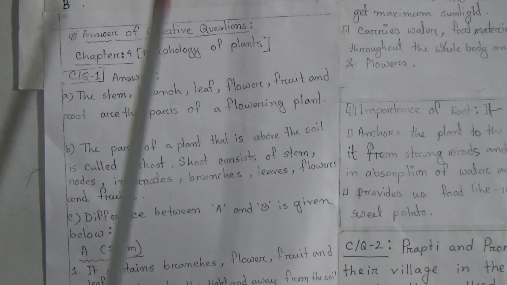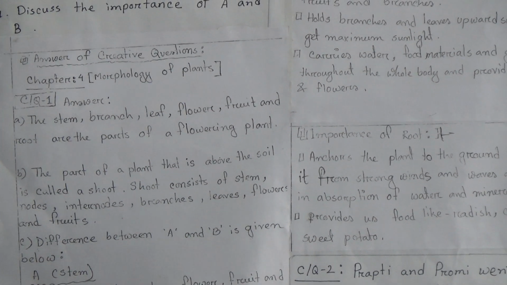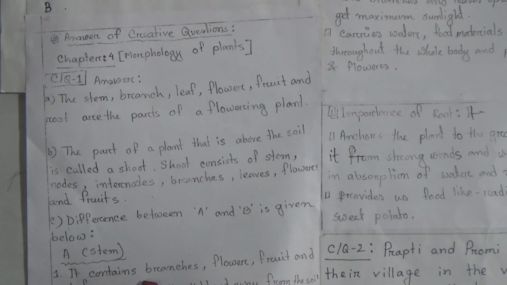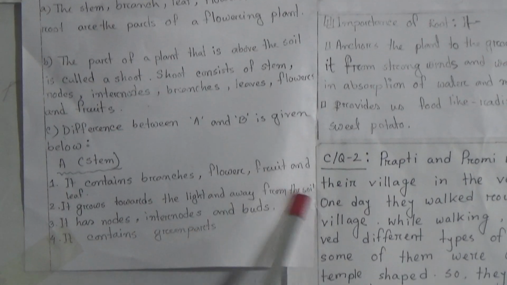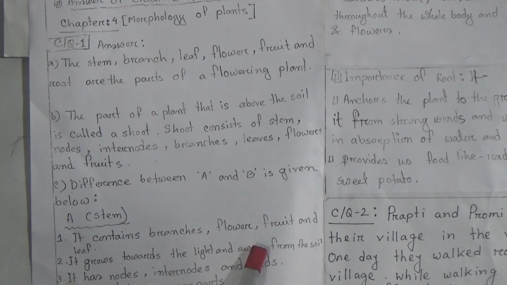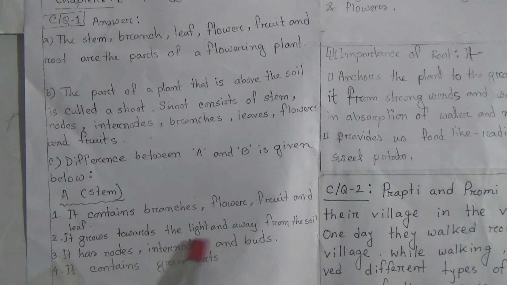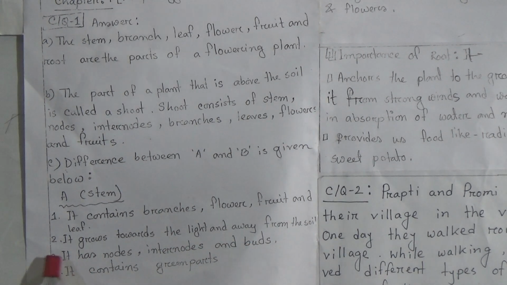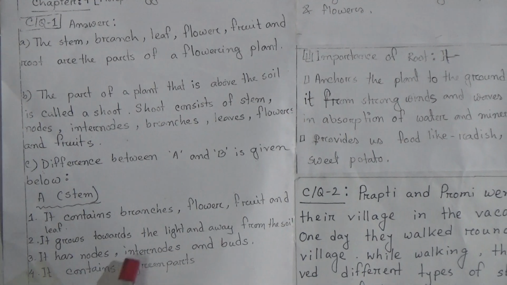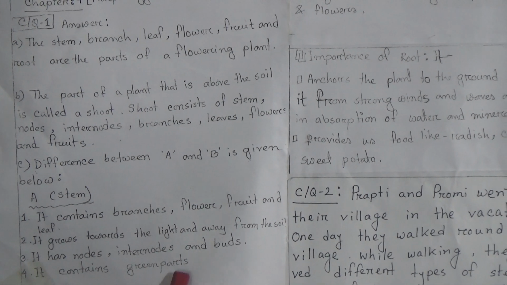Part A is stem. Number 1, it contains branches, flowers, fruits and leaves. Number 2, it grows towards the light and away from the soil. Number 3, it has nodes, internodes and buds. And number 4, it contains green parts.